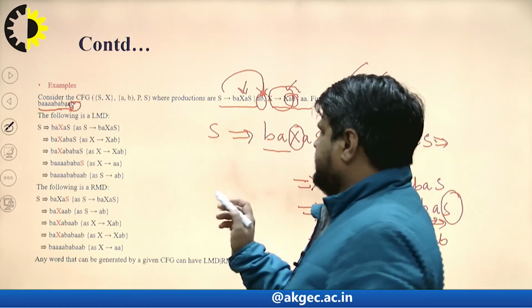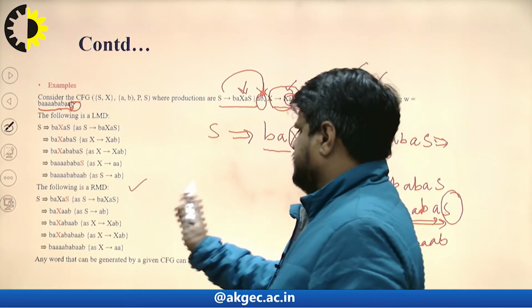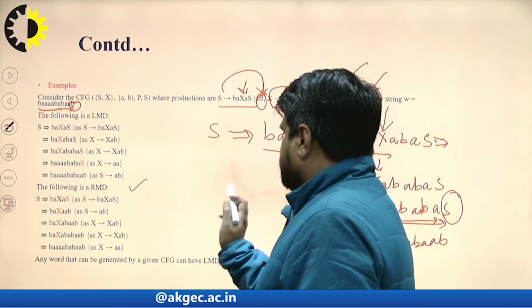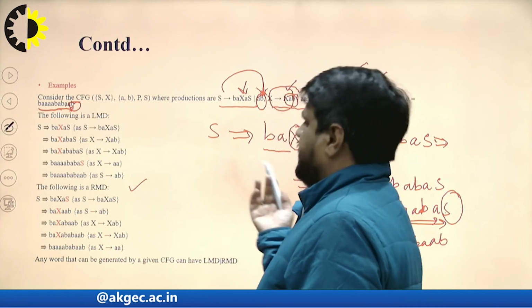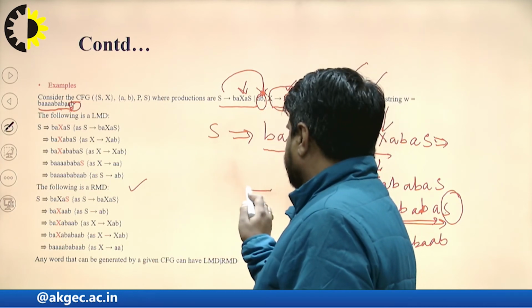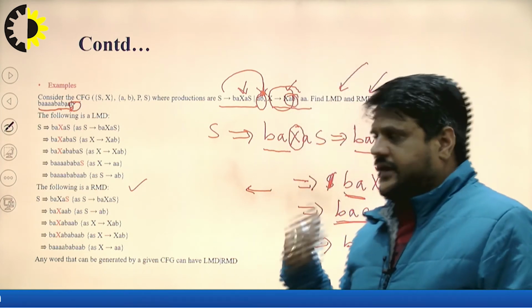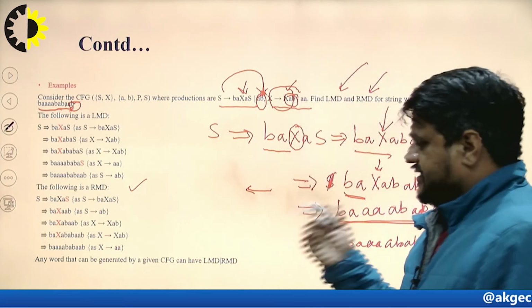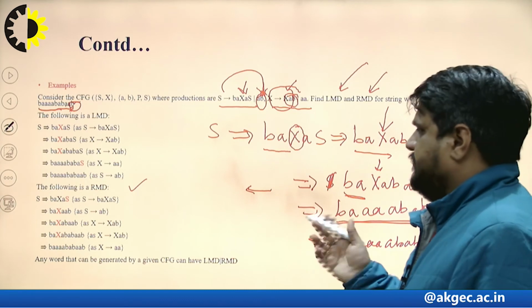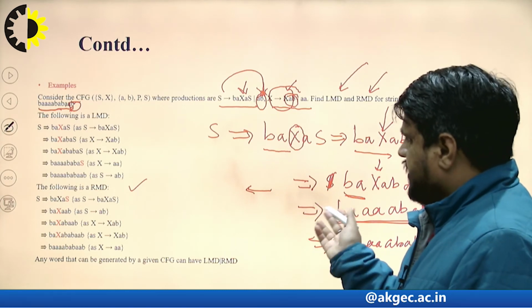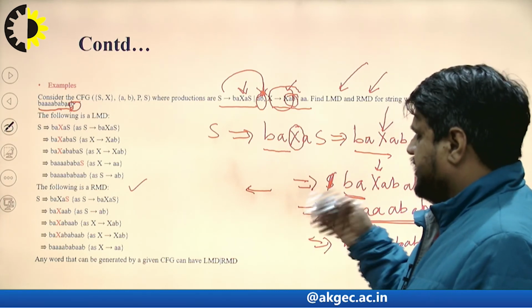In rightmost derivation, what you have to do? You have to find the non-terminal that is extremely right. So you will start scanning from right to left, and the first non-terminal that is encountered during this process gets replaced with the help of the right hand side of a production, right?